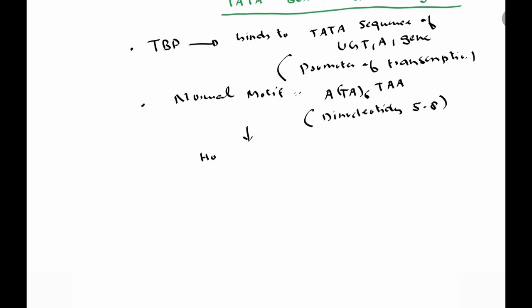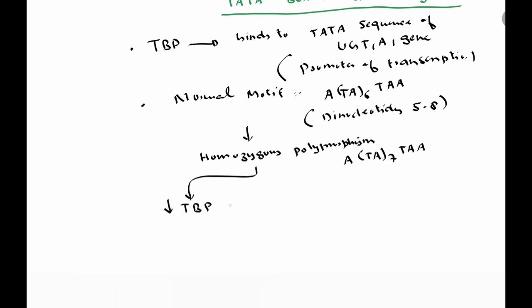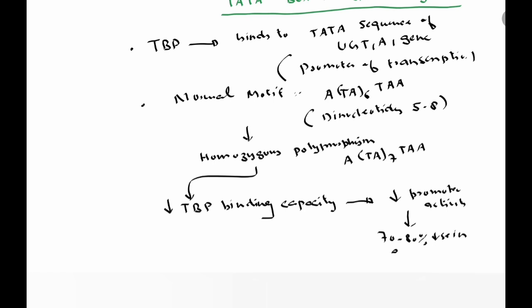In Gilbert syndrome, there is homozygous polymorphism. The TA dinucleotide may be increased in this sequence. And by increasing this TA dinucleotide, there is decreasing TATA binding protein binding capacity. As a result, there is decrease in enzyme activity. Only one extra TA dinucleotide decreases enzyme activity by 70 to 80%.